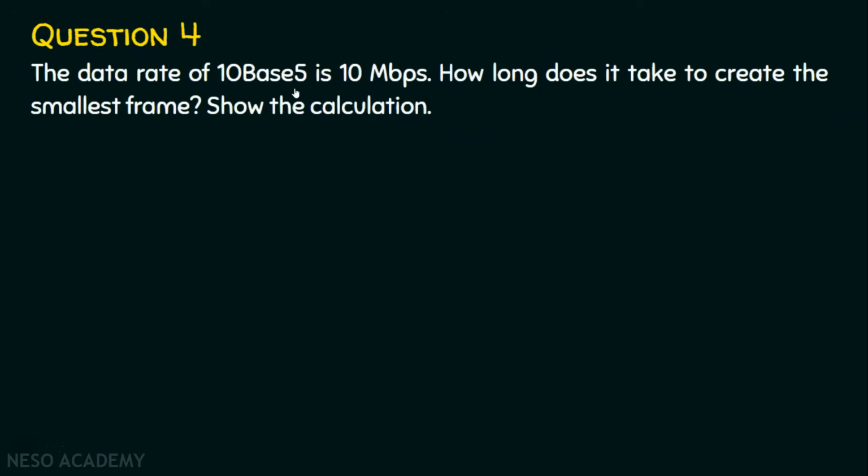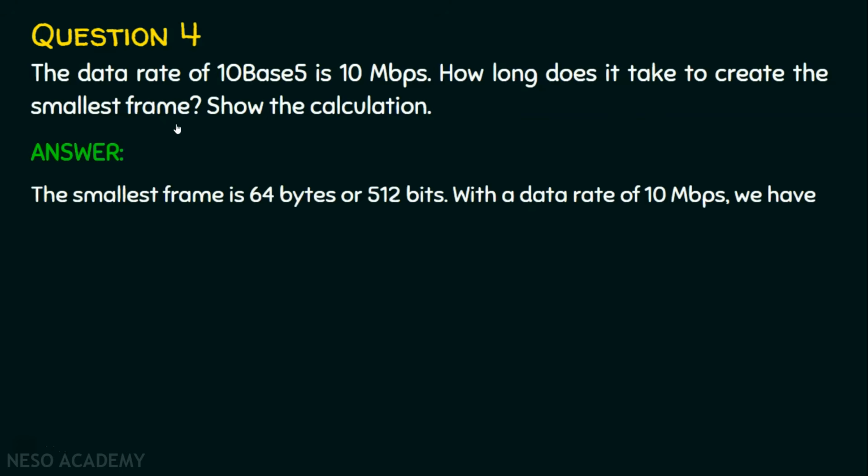10 base 5 Ethernet cable is a commercial variant of Ethernet. It is also called as a thicknet or thick Ethernet. So we are given the data rate, which is 10 megabits per second, and we are required to find how long it takes to create the smallest frame. Let's see the answer for this question. We know the smallest frame size is 64 bytes. In bits it is 512 bits, and the data rate is given as 10 megabits per second. So we are asked to know how long it takes to create the smallest frame.